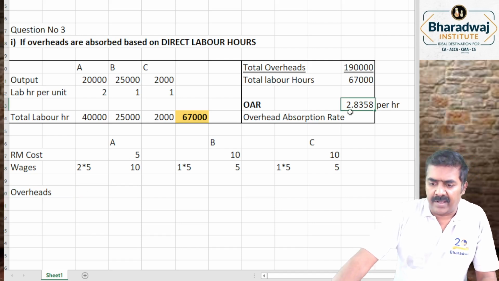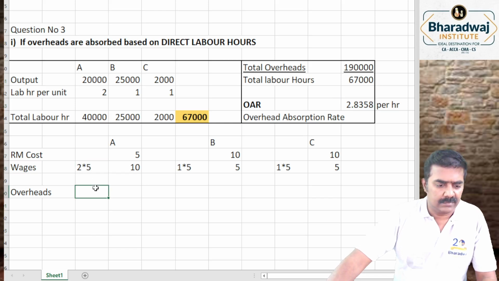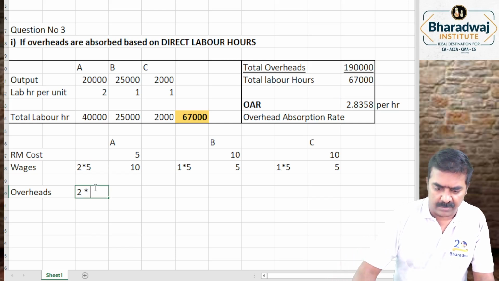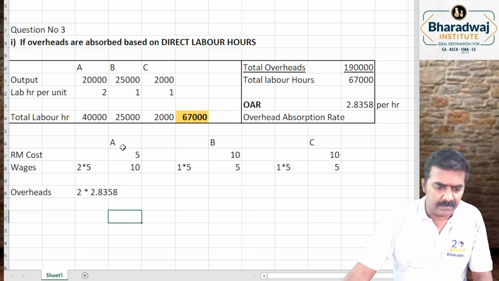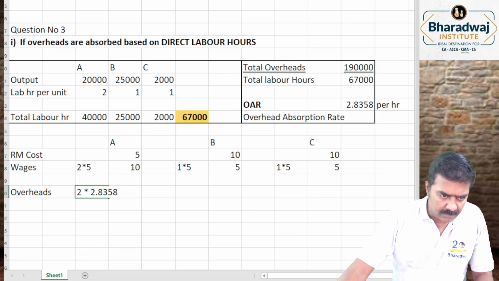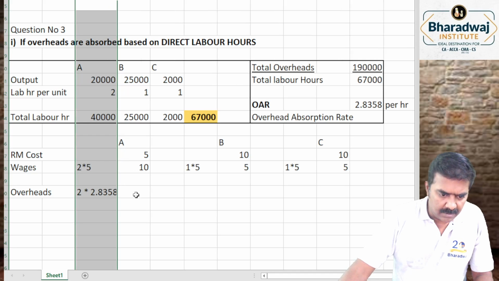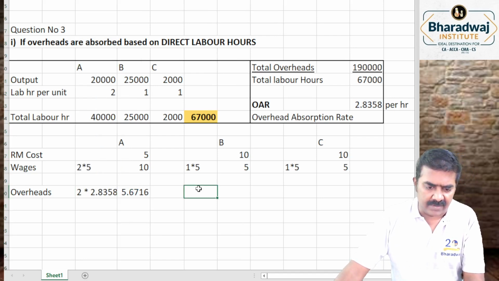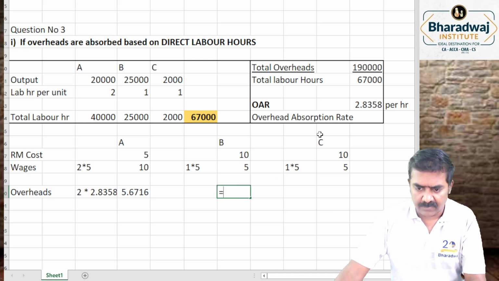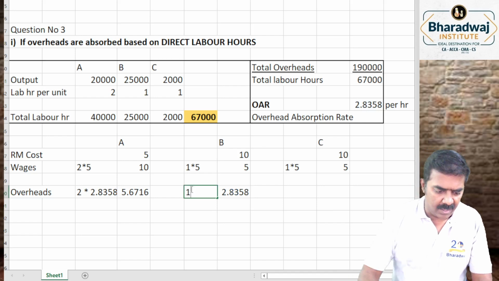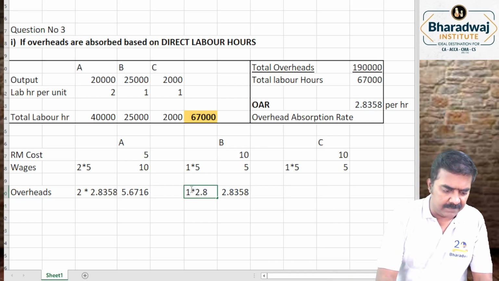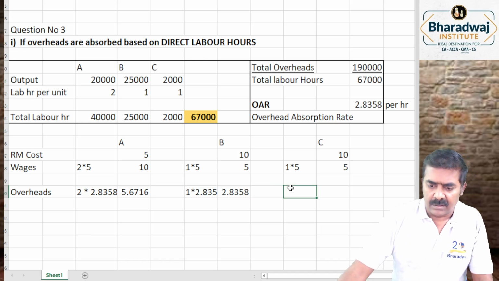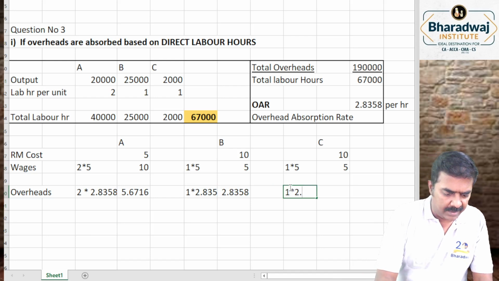Overheads: 2.8358 into 2. 2 into 2 point what? 8358. Multiply and tell me. This into 2. Same way, this will be 1 into this rate. 1 hour into what? 2.8358. The other one, 1 hour into 2.8358.